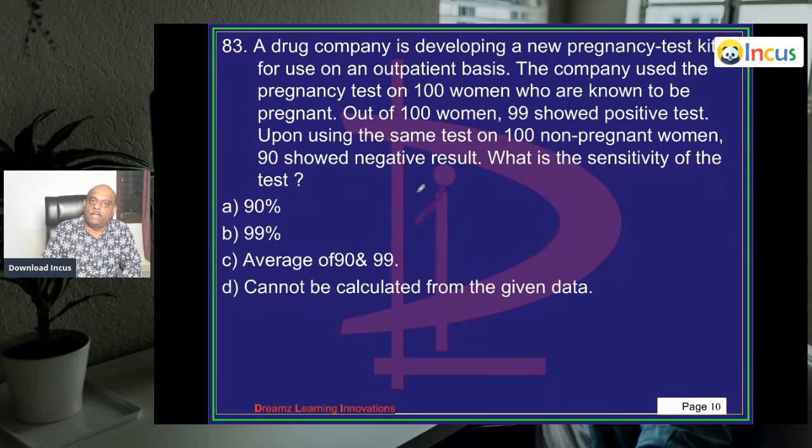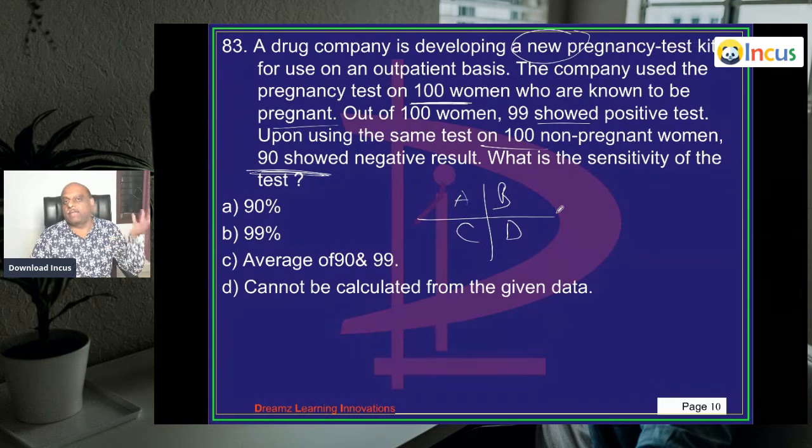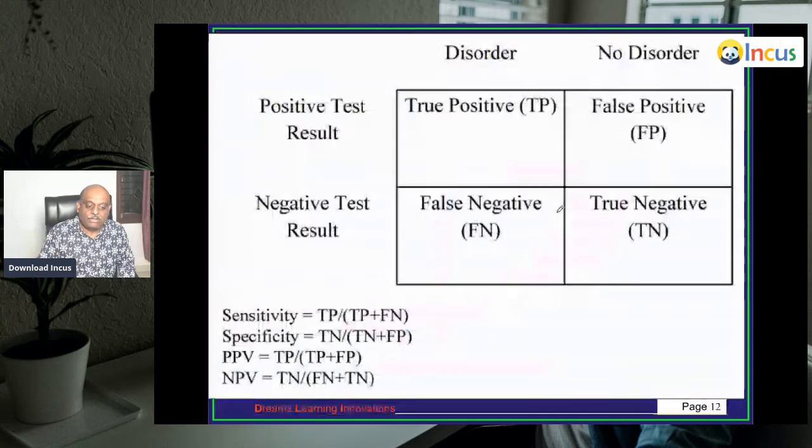A drug company developed a new pregnancy test kit. The pregnancy test was used on 100 women who are known to be pregnant. 99 showed positive. The same test on 100 non-pregnant women, 90 showed negative. So what is the sensitivity? It is all a question of knowing the formula and forming the A, B, C, D 2x2 table. So true positives, false negatives, true negatives.